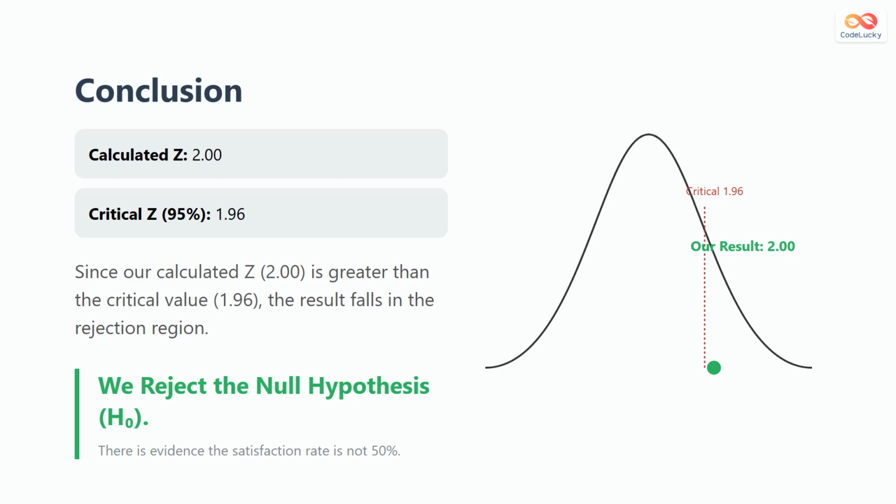Finally, we interpret the result. Our calculated z-score is 2.00. Using a standard 95% confidence level, the critical value is 1.96. Since 2 is greater than 1.96, our result falls in the rejection region. This means we have enough evidence to reject the null hypothesis and conclude that the customer satisfaction rate is likely different from 50%.